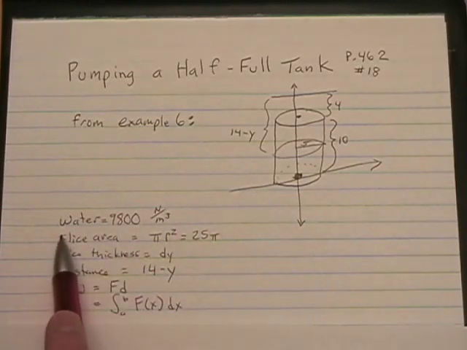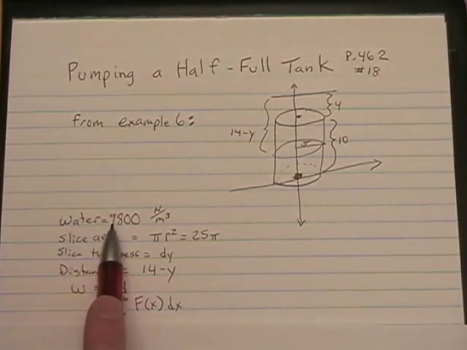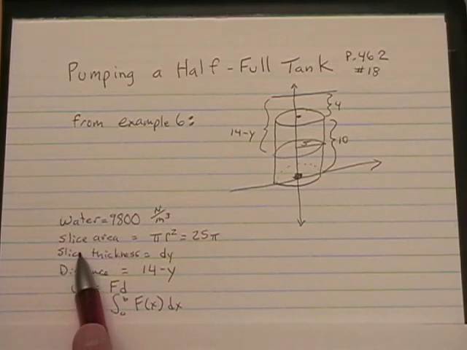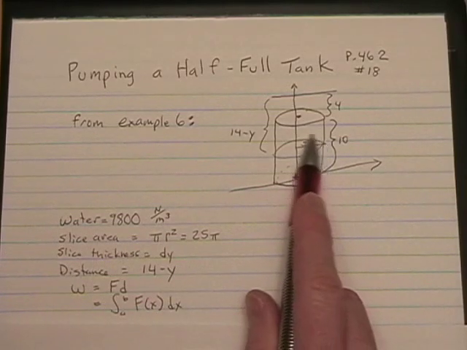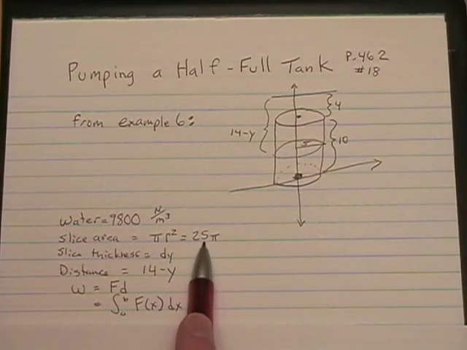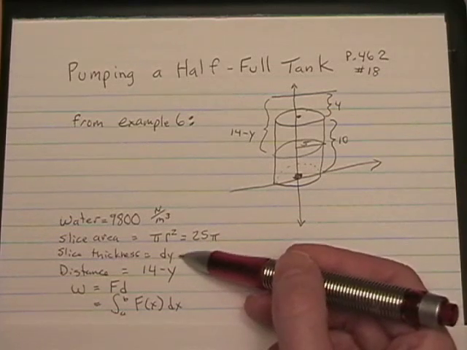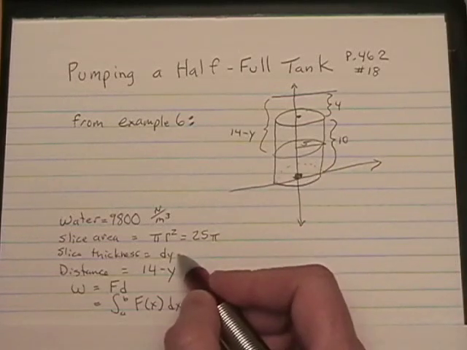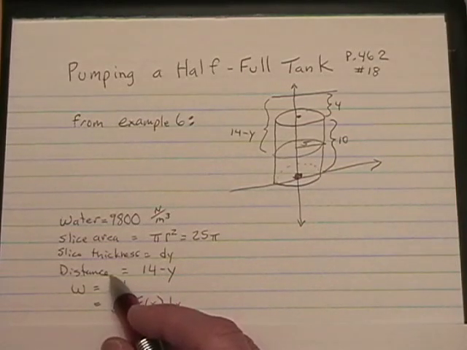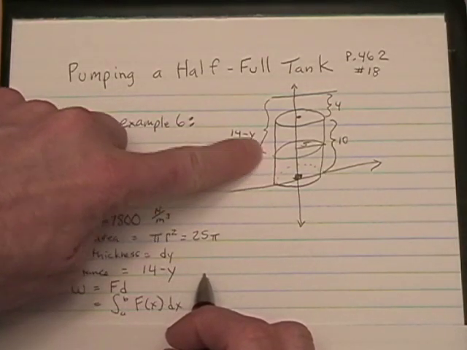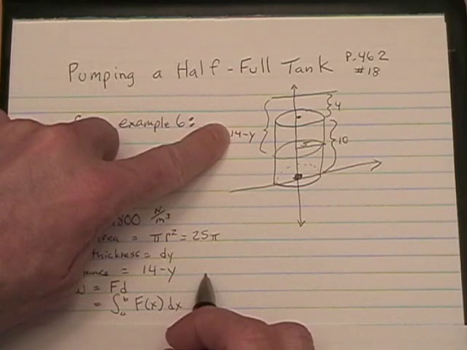Now, from the example, we know that water weighs 9,800 newtons per meter cubed. The slice has a circular cross-section, so the area is going to be pi r squared, which in our case is 25 pi. The thickness of our slice, since we're slicing perpendicular to the y-axis, is dy. And then the distance that we're going to pump the slice is this distance here, which is 14 minus y.